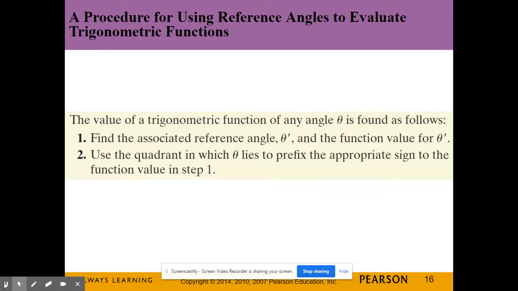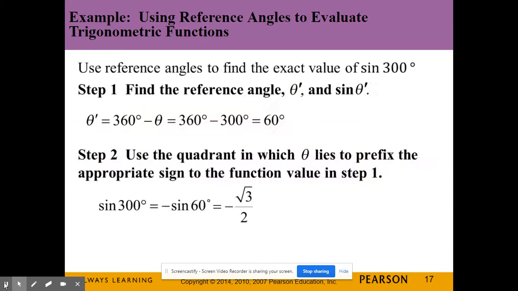So the value of a trigonometric function of any angle theta is found as follows. Find the associated reference angle theta hat and the function value for theta hat. Use the quadrant in which theta lies to prefix the appropriate sign to the function value in step 1. All right, that's a more complicated way to just say use the reference angles to find the exact value for sine of 300.